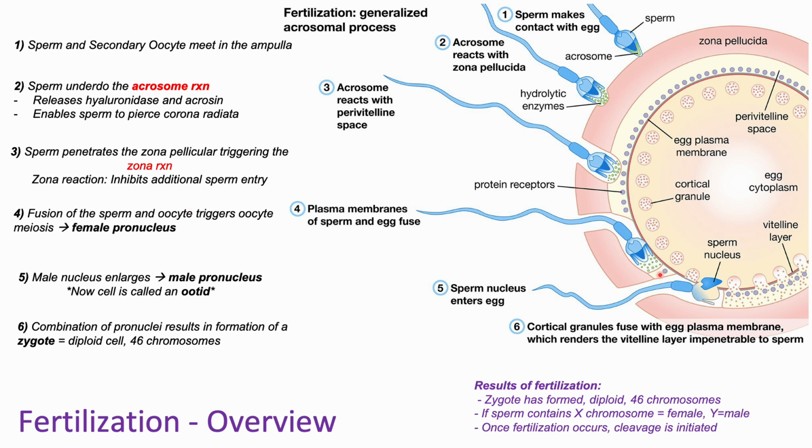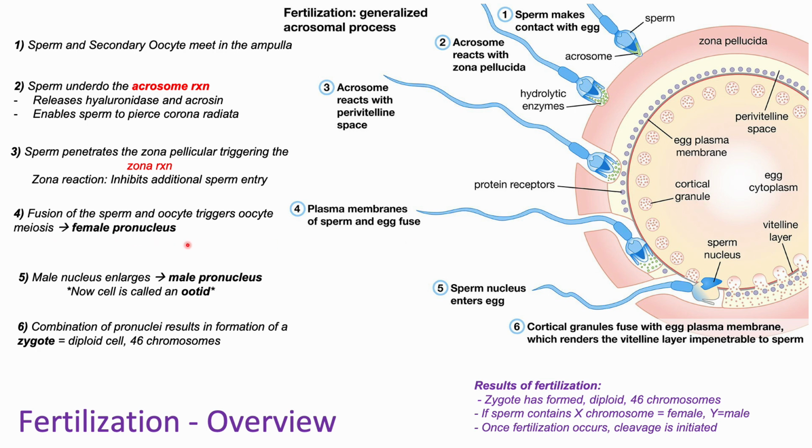Now, once this happens, the sperm is actually going to enter the secondary oocyte, and it's going to fuse. So the cell membranes are going to fuse together. And this is going to trigger meiosis to complete within the secondary oocyte. Now, the nuclear membrane will break down, and when this happens within the secondary oocyte, it's now going to be known as the female pronucleus.